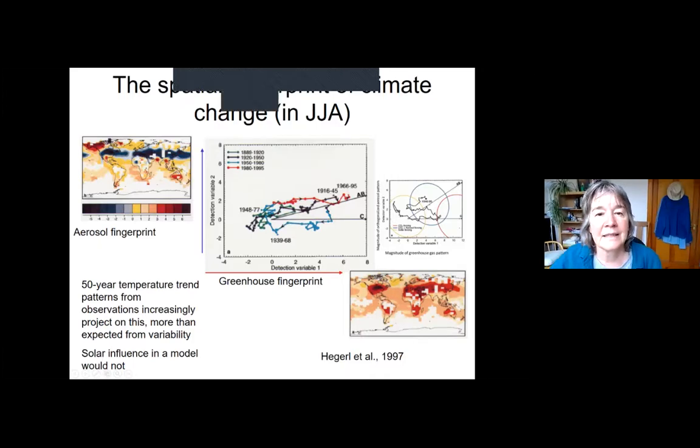And Christian has raised his hand. That's probably telling me that I should get towards a close quite soon. And then we basically said the observations are within what we expect from greenhouse gases and aerosols, but outside greenhouse gases only and outside solar.